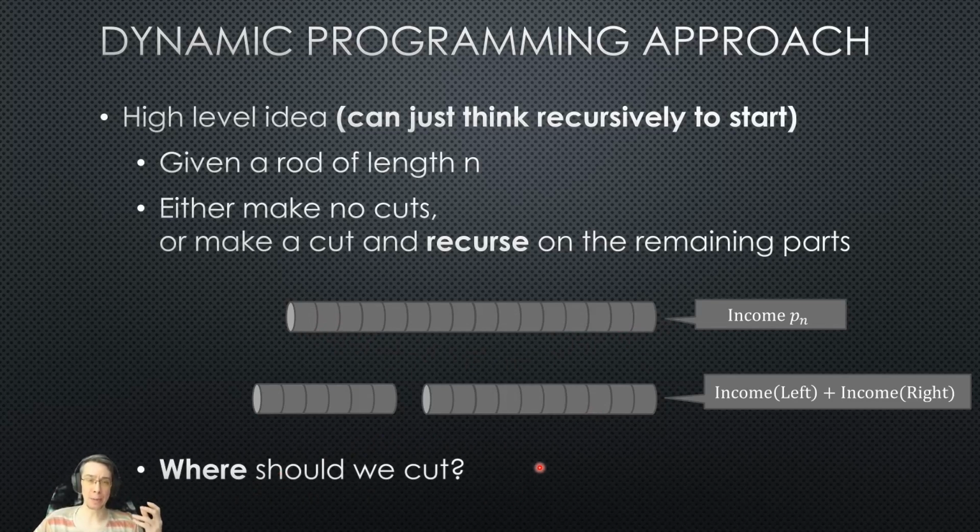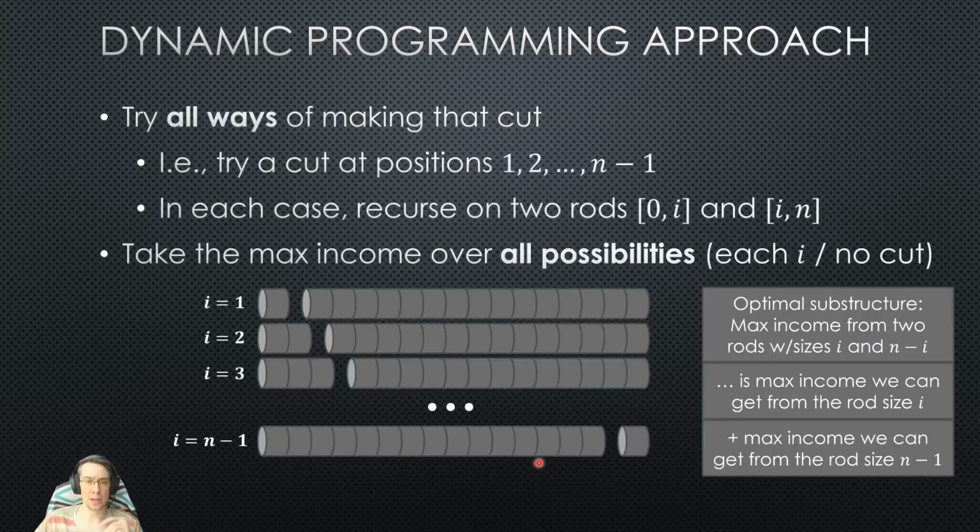Now sometimes a problem will give you some sort of natural way that you can figure out where you should split your data and then recurse. In this case, there isn't an obvious way to avoid trying all of the possibilities. So what if we just try all of the different ways of making that cut? In other words, we'll try cutting at position 1, and we'll recurse on the left half and the right half and sum up the incomes that we get for those two halves and see what we get for that.